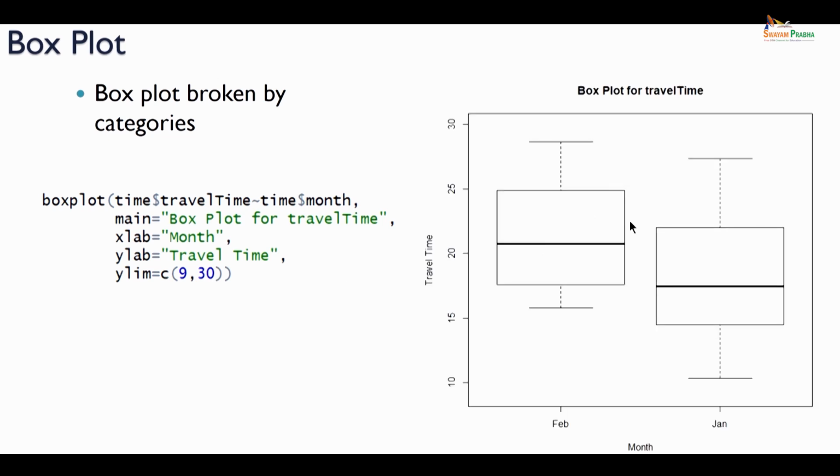On my right I have the box plot where the x axis is the month and the y axis is again the travel time. In this case the x axis is broken into Feb and Jan, the 2 months, and I have the corresponding box plots for each. This is how you get multiple box plots for different categories. In our case we have only 2, but if you have more than 2 categories you can also get a box plot for them.